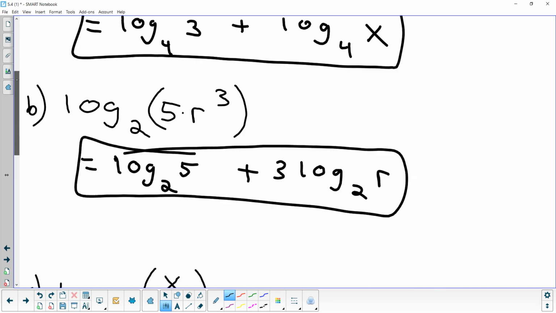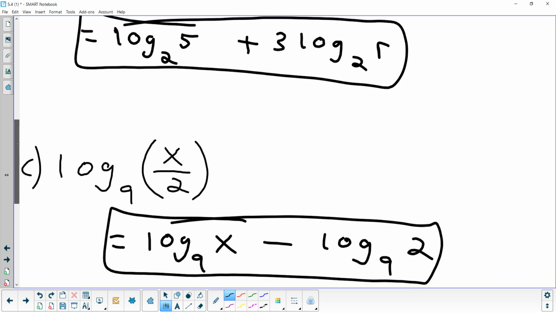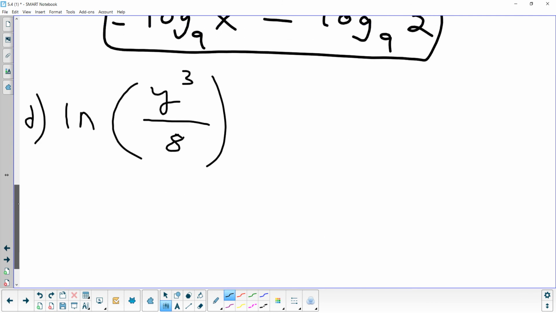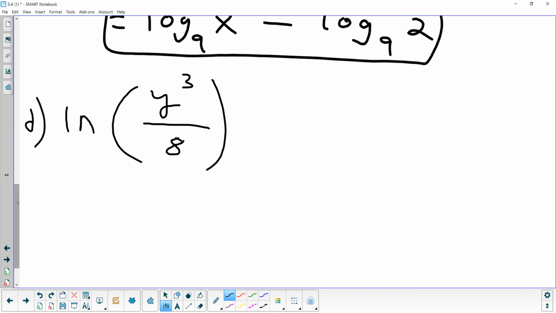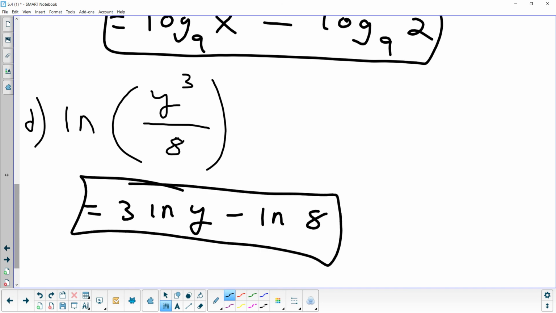So we did log base 4, log base 2, log base 9. Now we're doing log base e. You don't have to write it as log base e, though. You can use the abbreviation. Anyone think they could give me the final answer for that whole thing? 3 ln y minus ln 8. Good. So 3 ln y minus ln 8.